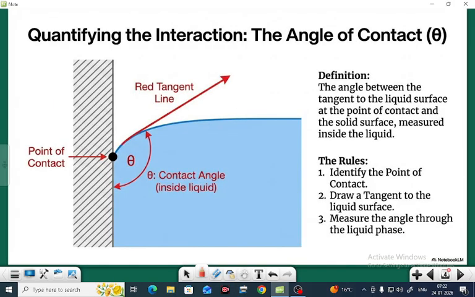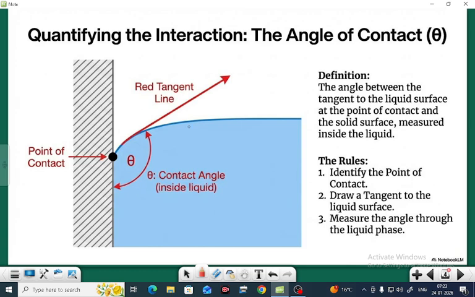And the third one is quantifying interaction. We have to know the different interactions. There is the angle of contact. How to find the angle of contact? Definition: the angle between the tangent to the liquid surface at the point of contact and the solid surface, measured inside the liquid. This is the angle of contact.